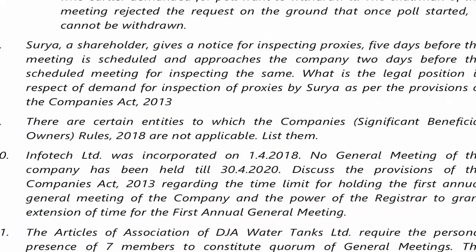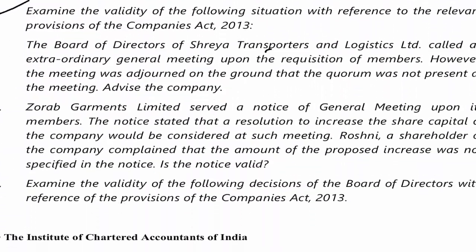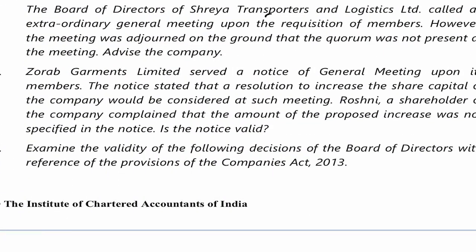नेक्स्ट पढ़। Zorab Garments Limited served a notice of general meeting upon its members. The notice stated that a resolution to increase the share capital of the company would be considered in such meeting. Roshni, a shareholder of the company, complained that the amount of the proposed increase was not specified in the notice. बताओ वैलिड है नोटिस?